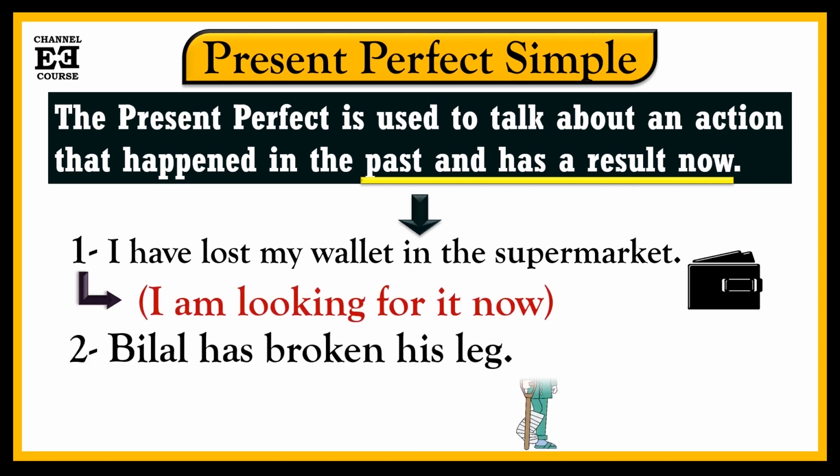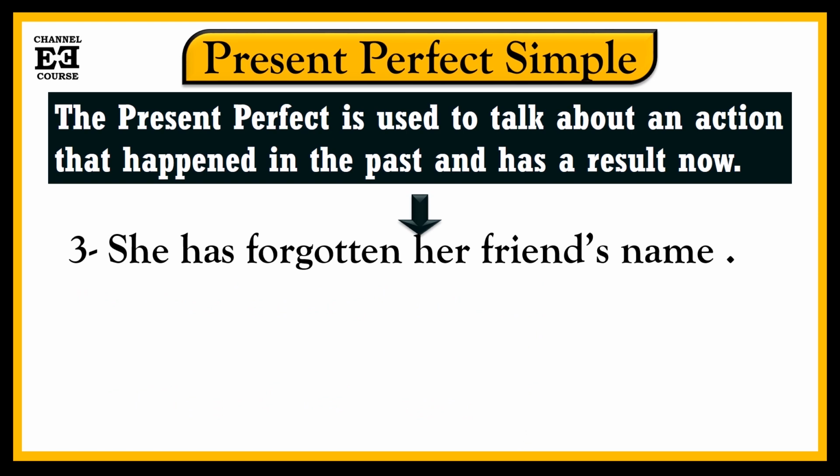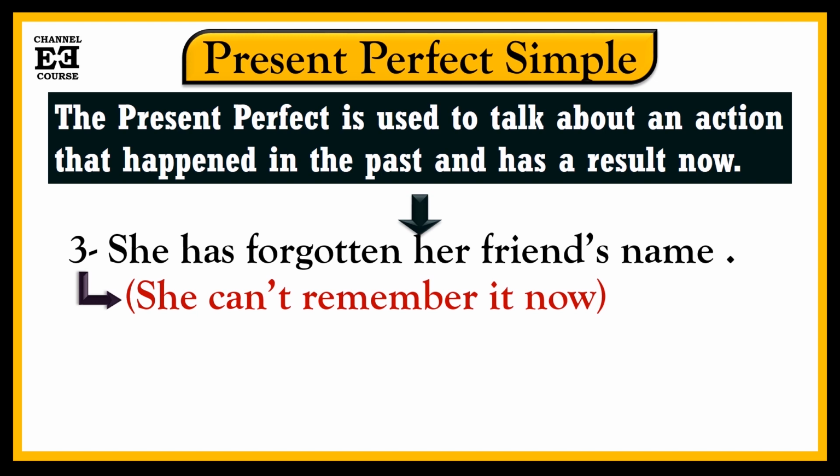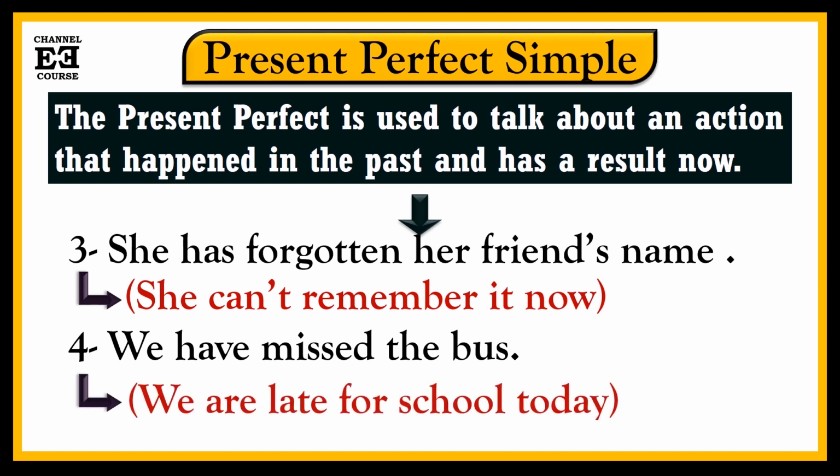Example number 2. Bilal has broken his leg. That's why he can't walk now. Example number 3. She has forgotten her friend's name. The result is that she can't remember it now. One last example. We have missed the bus. Therefore, we are late for school today.